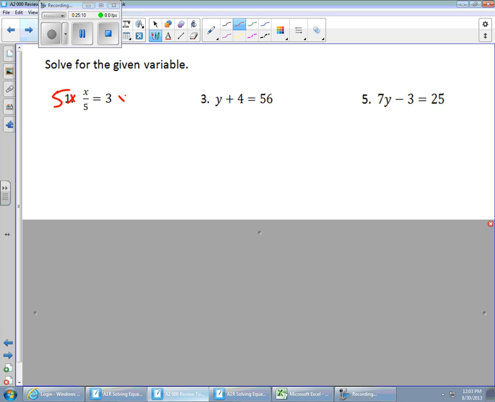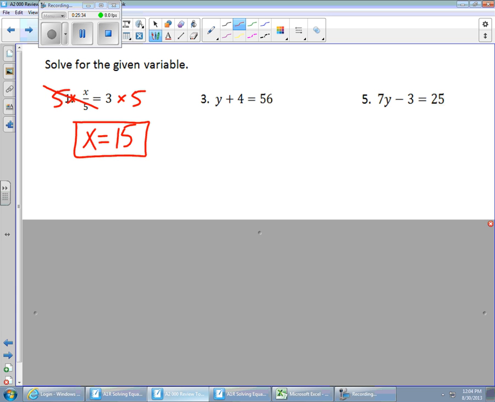But whatever you do to one side of the equal sign, you must also do to the other in order to keep it balanced. We have 5 divided by 5. That'll take that away. X equals 3 times 5 is 15. You can plug that back into the original problem to see if you got it and see if it works out. Okay. Next, again, parents, parentheses.